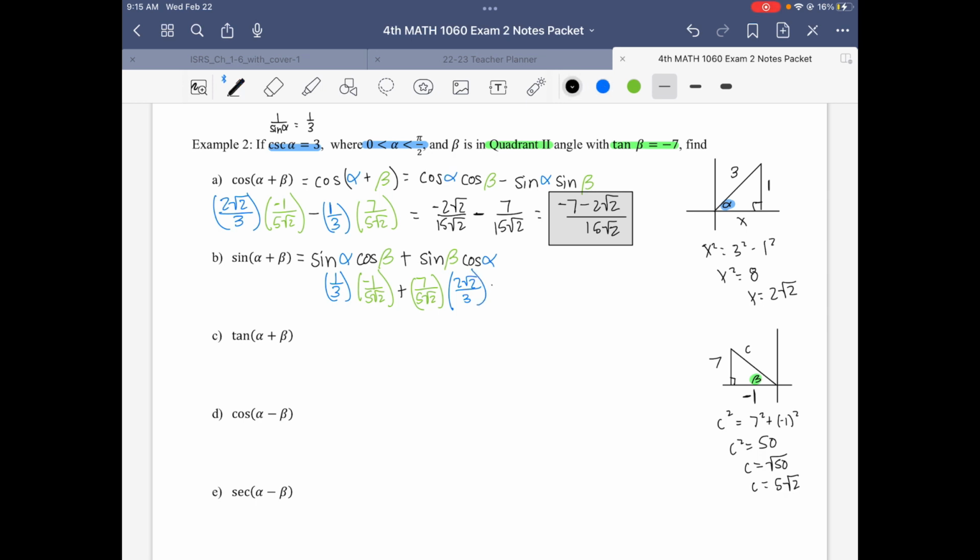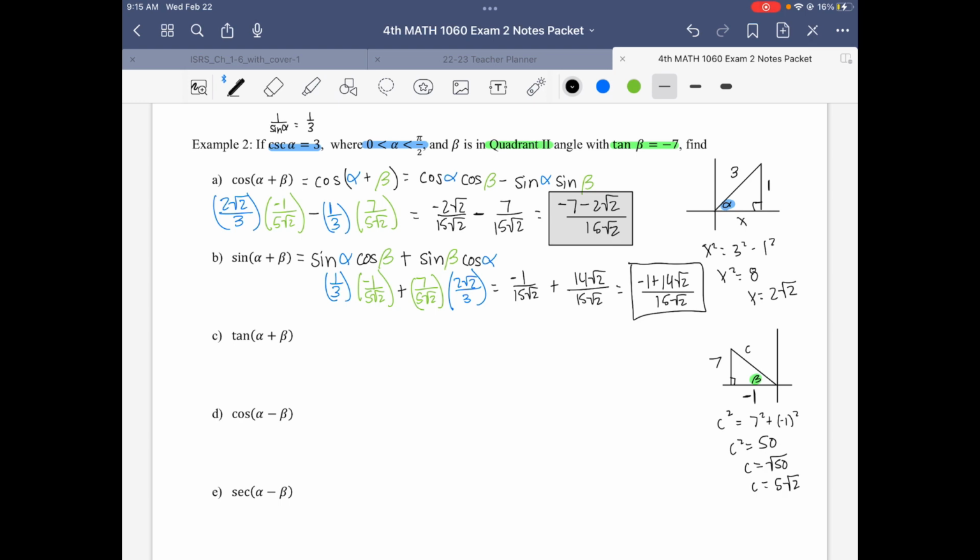And then we simplify this. So that's -1 over 15 square roots of 2 plus 14 square roots of 2 over 15 square roots of 2. Again, we have a common denominator already, which is useful. So we're going to get -1 plus 14 square roots of 2 over 15 square roots of 2.